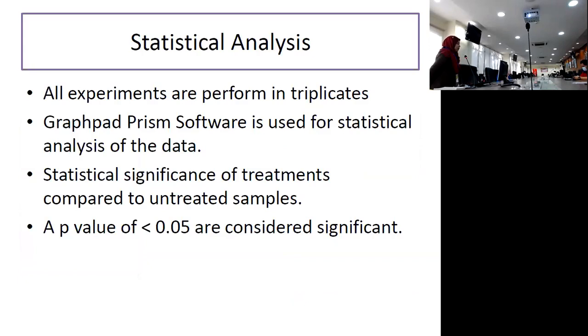So for the statistical analysis, all experiments are performed in triplicate. I'm using GraphPad Prism software, and the statistical significance of treatments is compared to the untreated sample. For the positive control, I'm using quinine hydrochloride, and for untreated, just giving PBS. So the p-value is set at below 0.05.